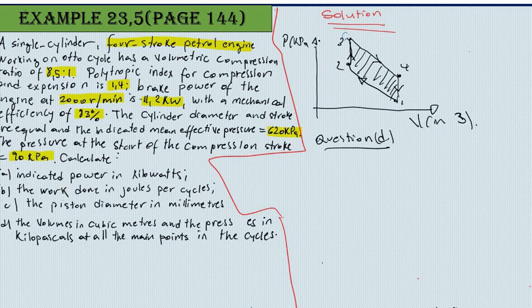So now we need to consider this diagram here. We have P1, which is equal to 90 kilopascal. We also have the compression ratio, which is symbolized by R. So R is equal to V1 over V2. Now I need to get P2.